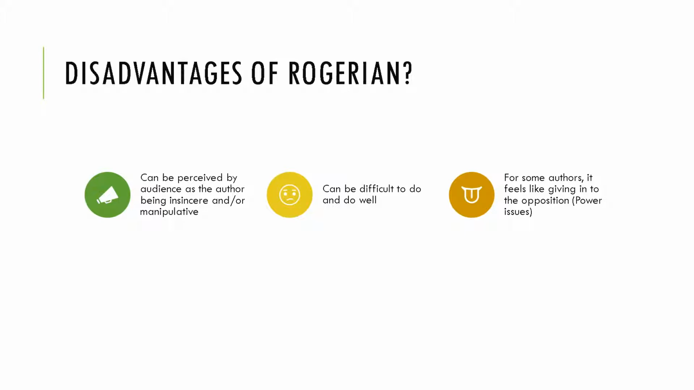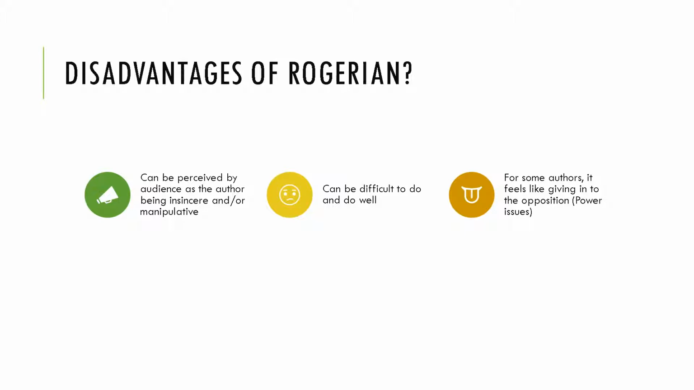Ultimately, when you are making a Rogerian argument, you want to be sincere and not manipulative. That's not the point. If you're doing it correctly, you're doing it well. And you certainly don't want it to be perceived as insincere or manipulative. It can be difficult to do as well. It's not easy to perform Rogerian.